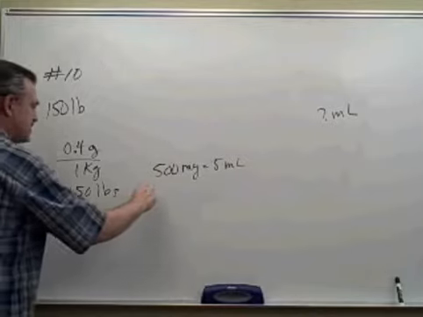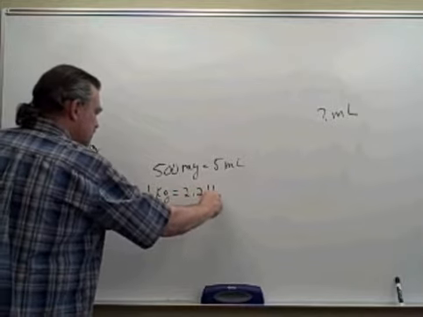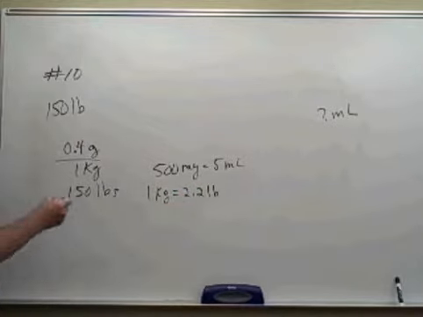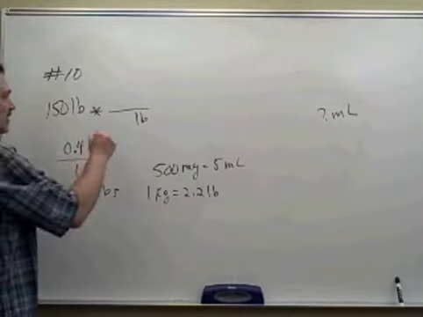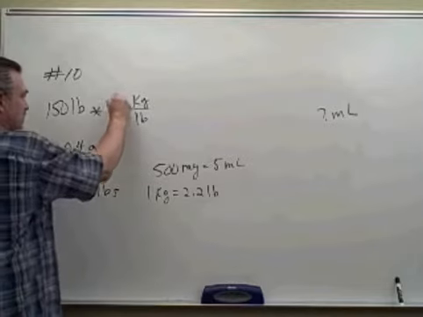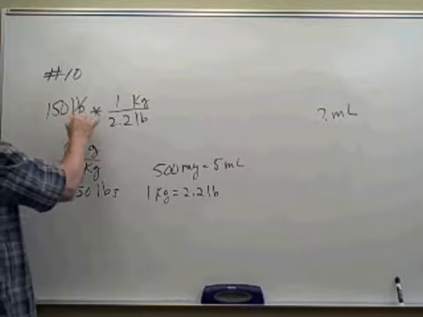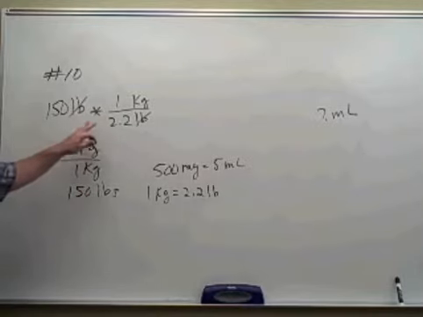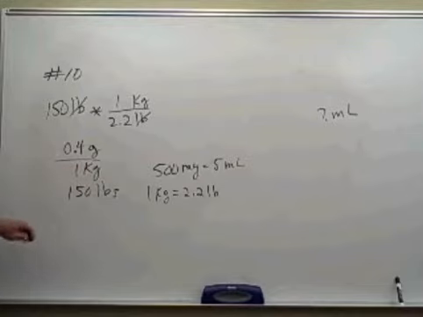And the equivalence is that 1 kilogram is equal to 2.2 pounds. So I need for pounds to disappear, and I need to be left with kilograms. So that would give me 1 kilogram is 2.2 pounds. Now I have the patient's weight in kilograms, so I can include the conversion that gets me to the amount of drug based upon the kilogram weight of the patient.